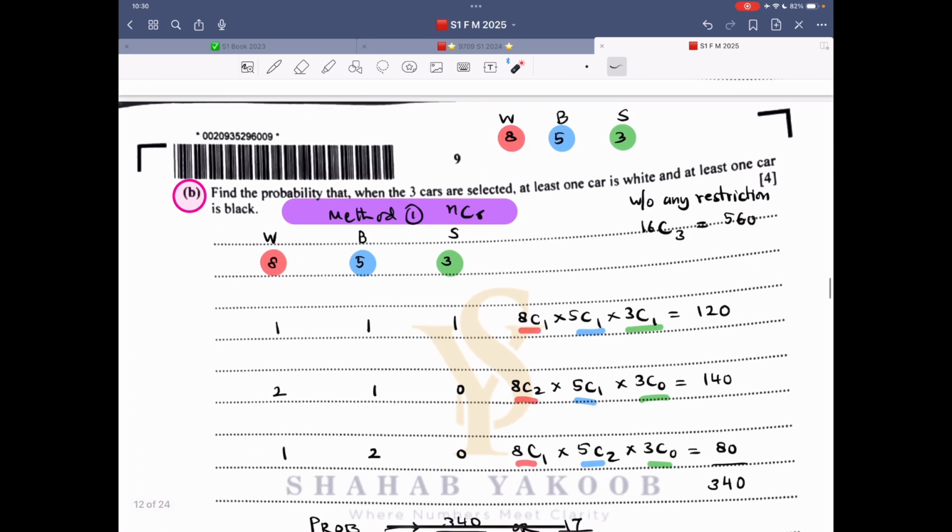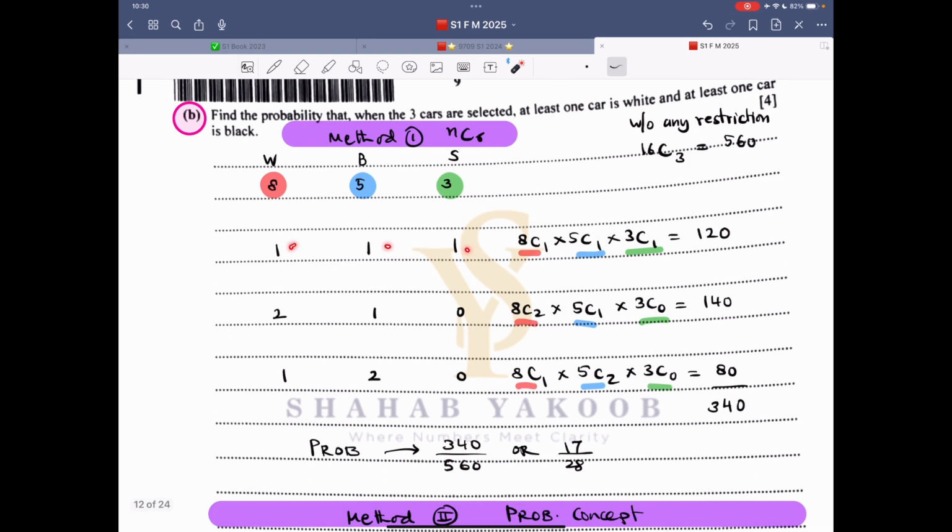So now over here, find the probability that when cars are selected, at least one car is white and at least one car is black. We are selecting 3 cars. So it could be one white, one black, one silver. It could be 2 white and 1 blue, no silver. It could be 1 white and 2 blue, no silver. Got it? So let me read it again. White, blue, silver, one of each, because at least one is white and at least one is black.